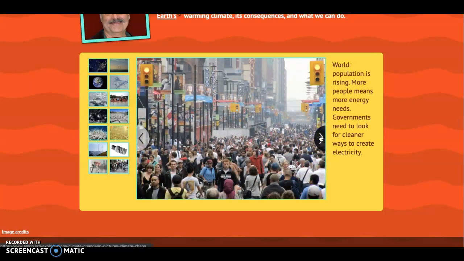We also know that the world population is rising, and the more people we have on Earth, the more energy needs we have as well. With more energy needs, that means the burning of more fossil fuels. So governments have to look to other ways to try and meet the demands of energy in a clean way.